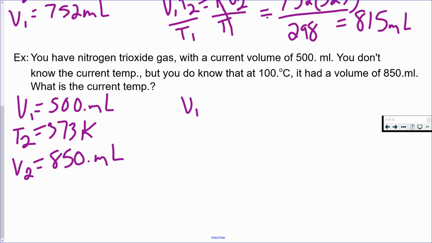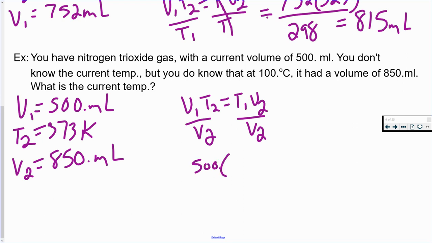So we have V1 T2 equals T1 V2. Divide each side by V2. And we're going to get 500 times 373 all over 850. Now, you might go, the temperature went up, so our volume should go up. Our volume went up, so our temperature should go up.